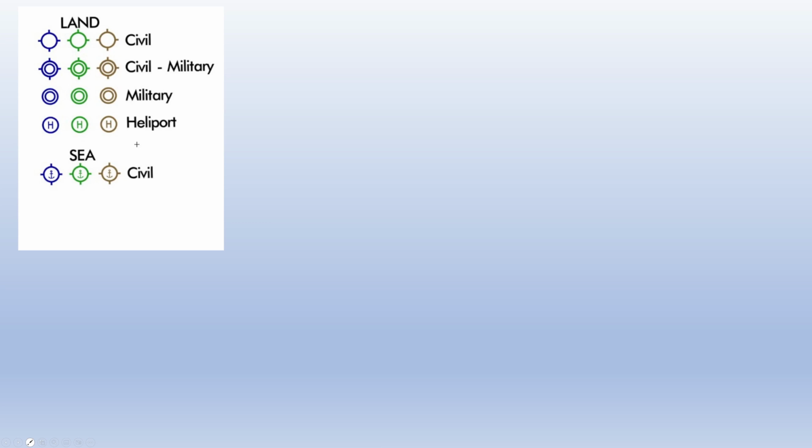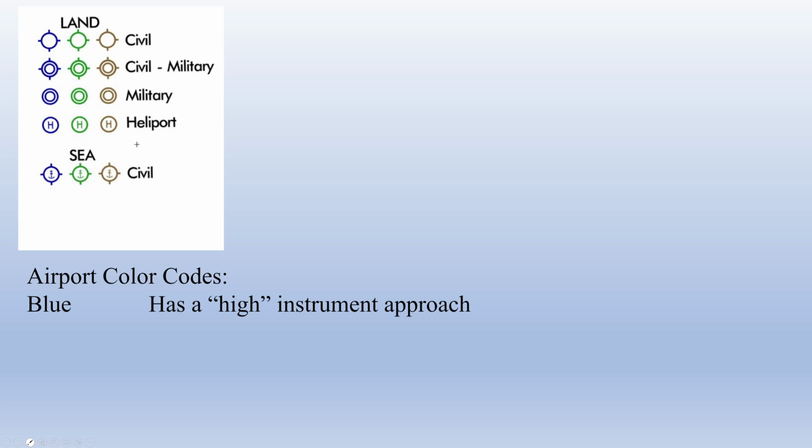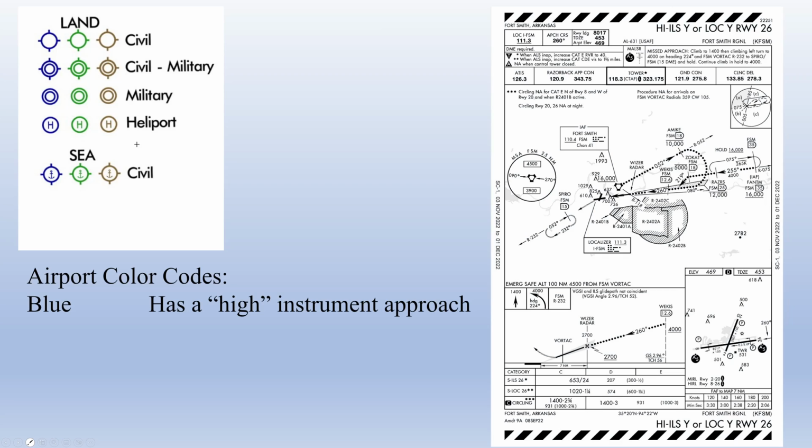Airports are color-coded according to what kind of instrument approaches they have. If you have a blue airport, you know that it has a high instrument approach. This is more for military users. This means that it has a high altitude instrument approach that typically things like fighter aircraft will utilize. You can see this one here at Fort Smith.